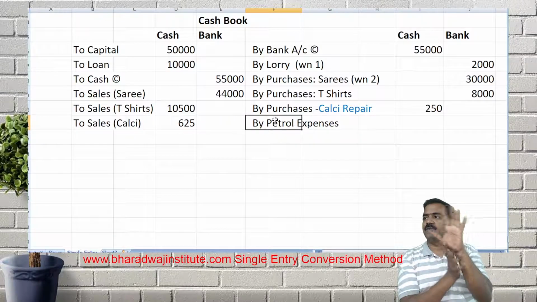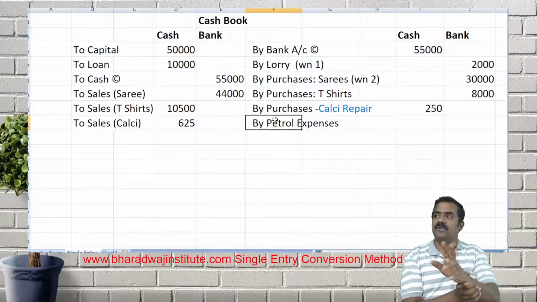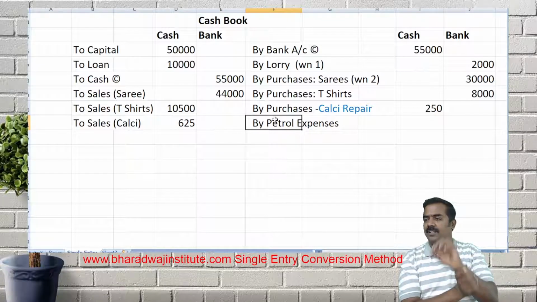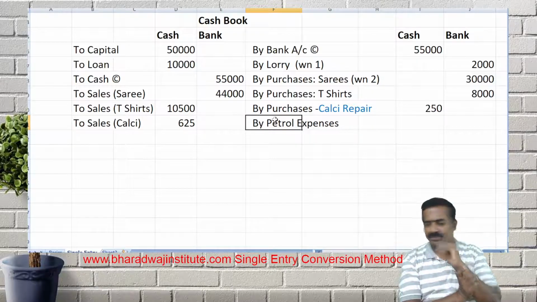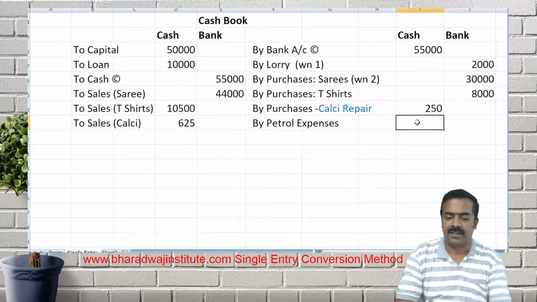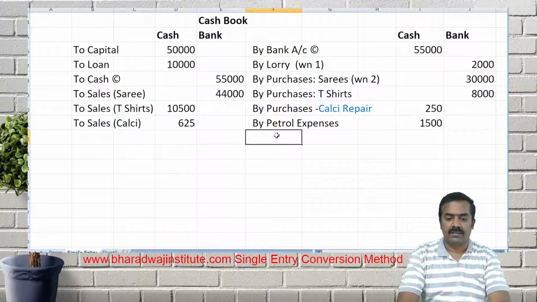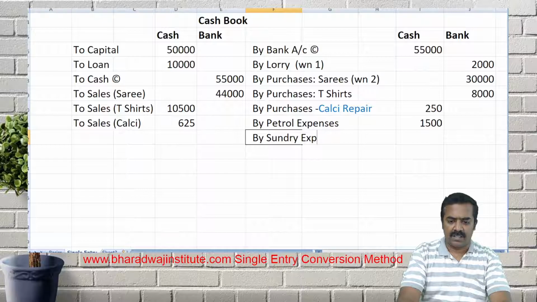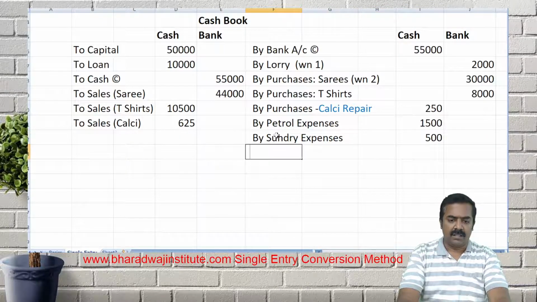For example, I purchased goods for 50,000, it is paid. I purchased goods on credit for 50,000, that's not paid. It doesn't say repair expenses yet to be paid. So we assume that it is paid. So petrol expense, how much have we spent out of cash? 1,500. Last paragraph. And other expenses. Sundry expenses, how much? 500.